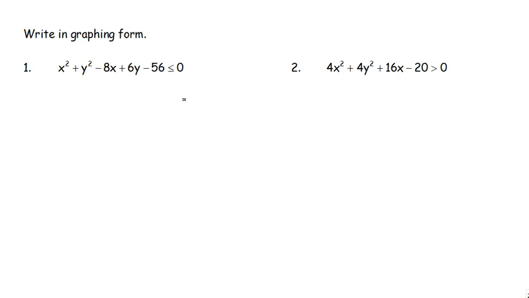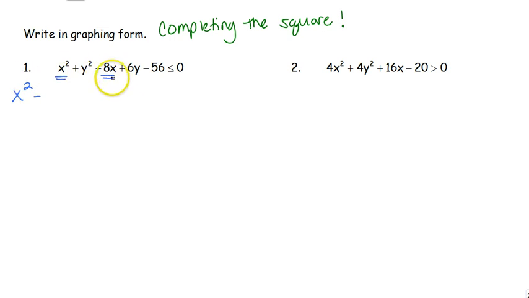The way we do this is by completing the square, which we just spent a whole chapter on. First thing I'm going to do is organize my pieces. So I'm going to put the x's together. So I've got an x squared and a negative 8x. Then I'm going to put the y's together. Y squared, and that was a positive 6y. And I'm going to move that number to the other side.